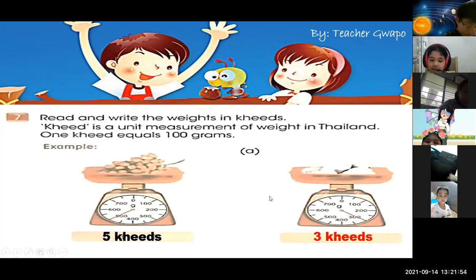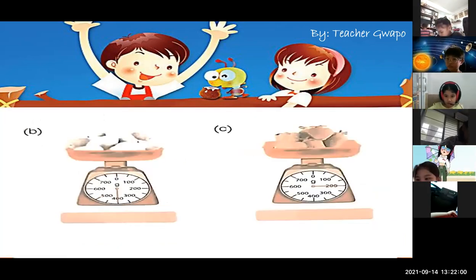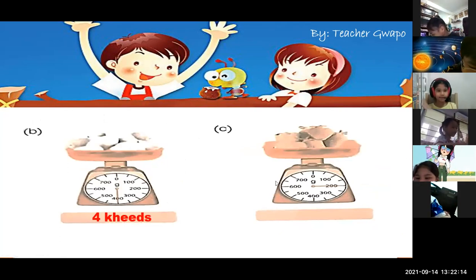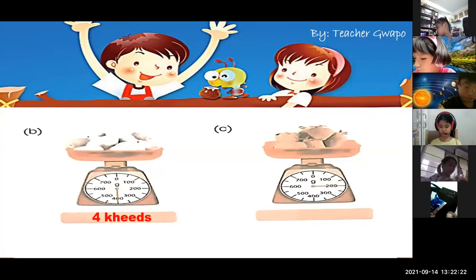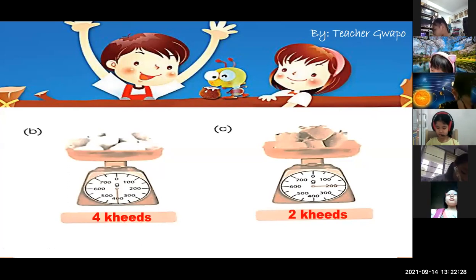Now letter B. Let's call on Base. Letter B, how many kids? 4 kids. 4 kids is correct. Very good. Thank you. How about Ingfa? Letter C, how many kids? 2 kids is correct. Very good. So letter B is 4 kids, letter C is 2 kids.